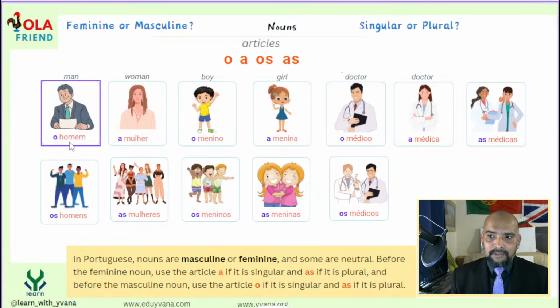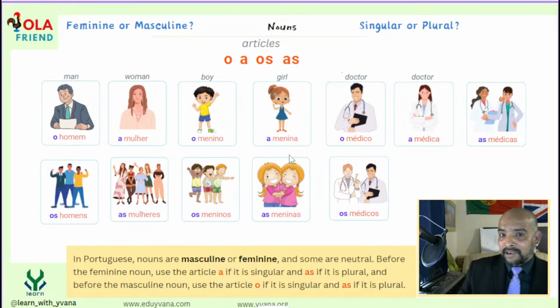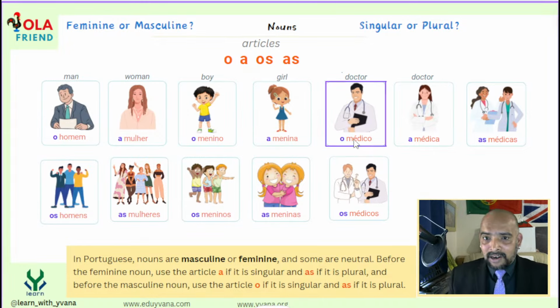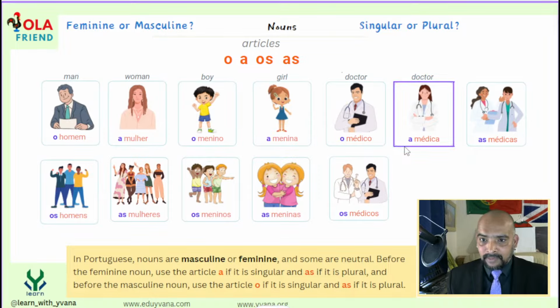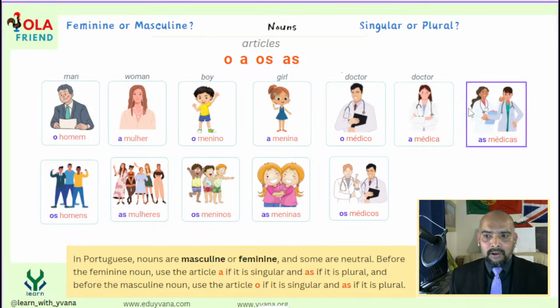And if I have to say the girl, I mean a small girl, a child, or you can use menina for anyone. So it is a menina. And similarly, if we see the doctor, it is o médico. And if you see the female doctor, a lady doctor, then I say a médica. And if they are doctors, both females, two or more than two.